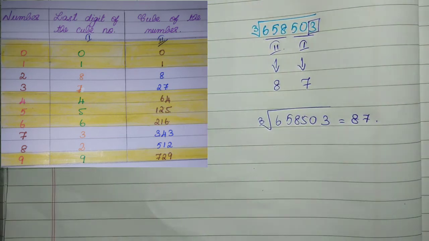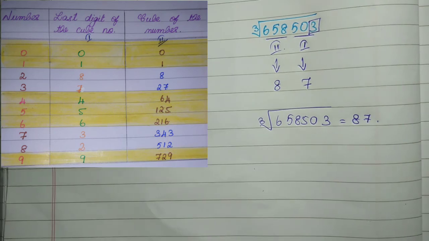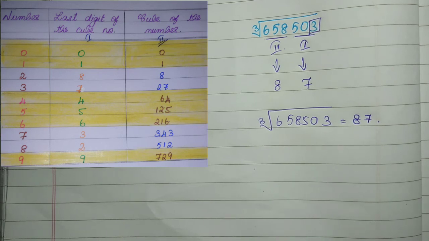That's it. This is the way you have to find the cube root of any number. Provided a cube number is given, then you can find the cube root easily. If not, this trick is not applicable.